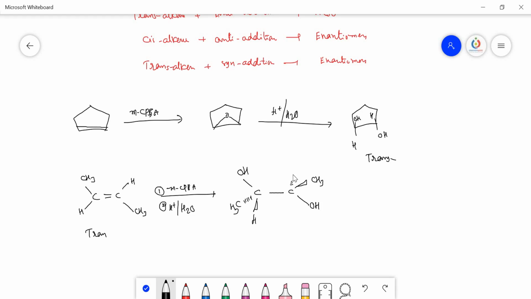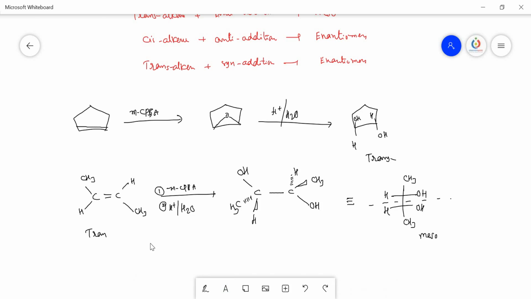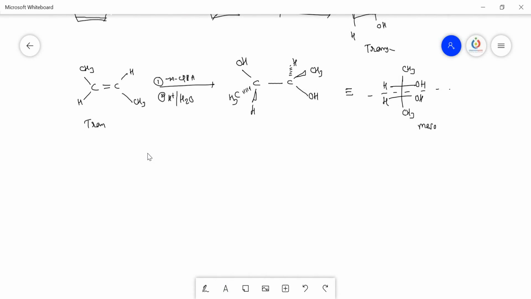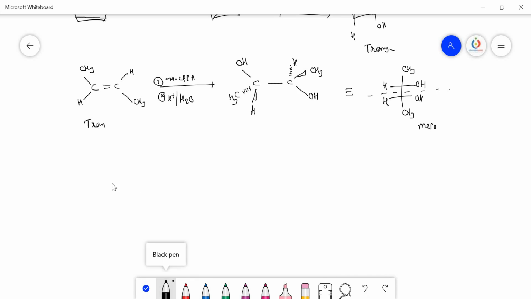Hydrogen, hydrogen, or else you can write its equivalent structure in the Fischer projection as CH3, CH3, HOH and HOH. This is a meso compound. For any doubt clarification, just revise our stereochemistry part where we had discussed this very clearly. What is a meso compound, which compounds are meso, which are not meso, and all the stereochemistry of these molecules has been discussed.